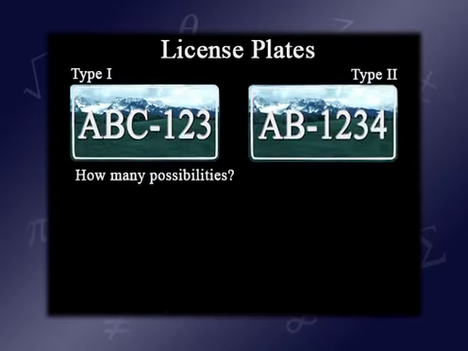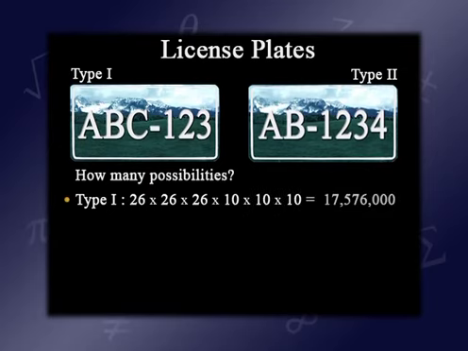How many type 1 license plates are there? Well, for the first 3 letters, we have 26 choices for the first letter, 26 for the second, 26 for the third. And then the 3 numbers that follow it, there are 10 choices, 10 choices, 10 choices. Multiply those numbers together and you get 17,576,000 different license plates. Incidentally, I'm assuming that we can distinguish between the letter O and the number 0, the number 1 and the letter I. We won't pretend that there are any complications with that.